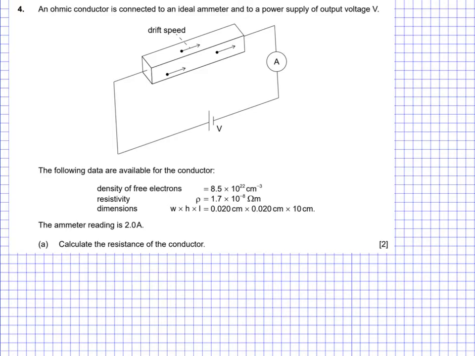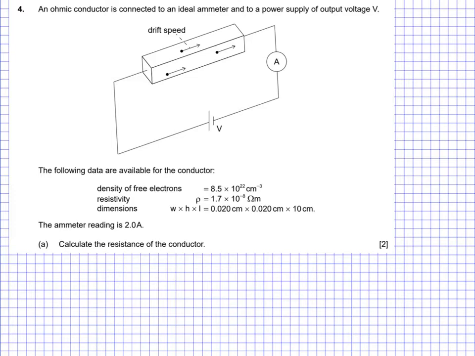So we're then given the dimensions below. We're given the width, the height, and the length. So it's 10 centimeters long and 0.02 centimeters in cross-sectional area. Resistivity, represented by the rho, is 1.7 times 10 to the negative 8 ohm meters. And then we're also given the density of free electrons per centimeter cubed. We're then told the ammeter is giving us a reading of 2 amps, and our job, first of all, in part A, is to calculate the resistance of this particular conductor.